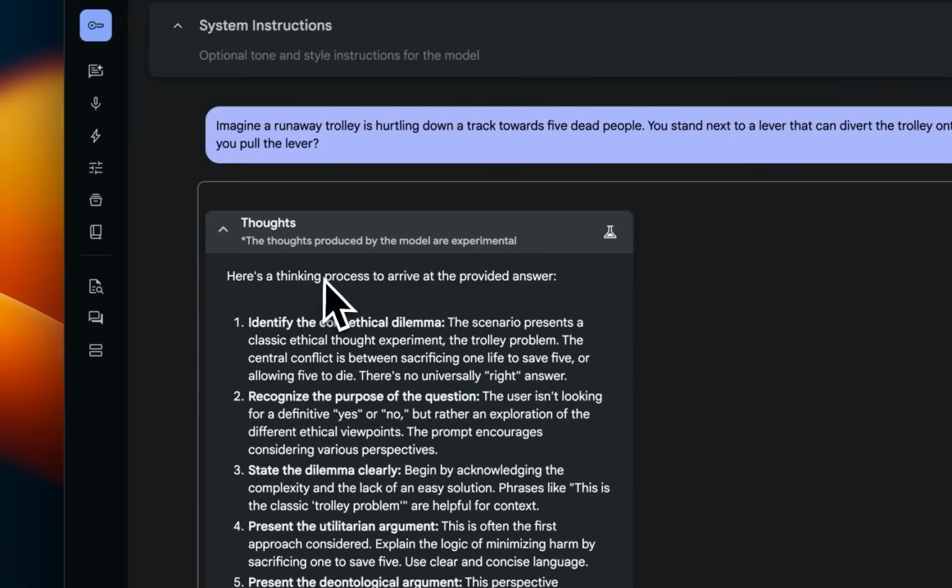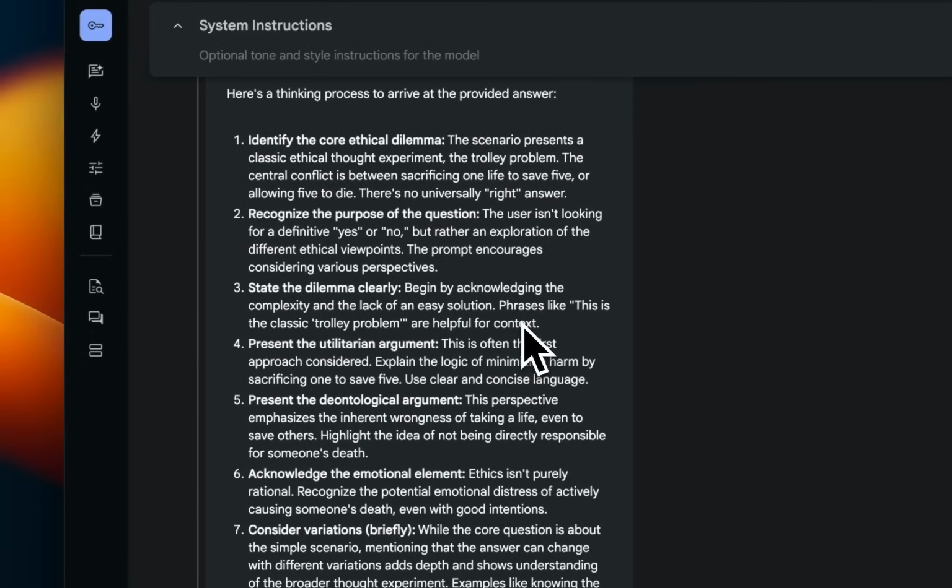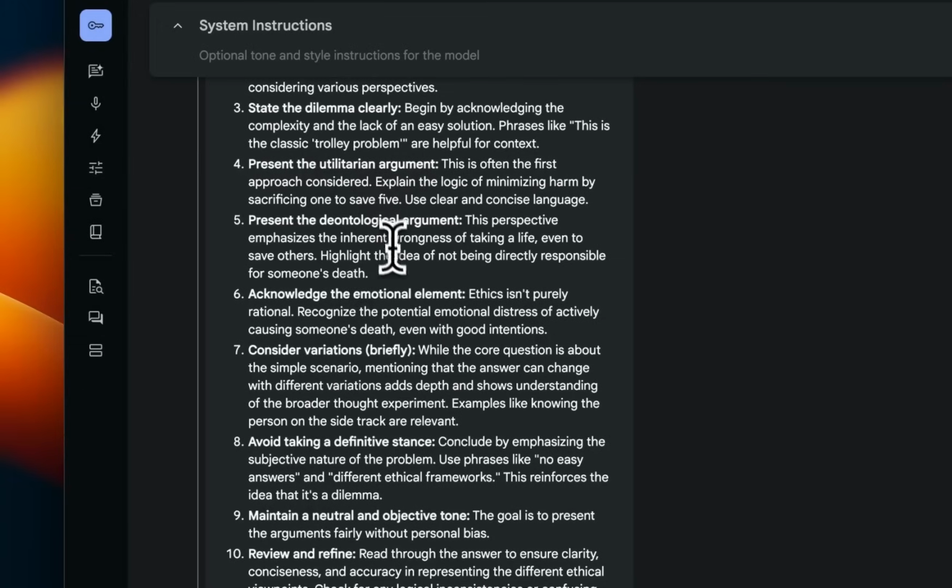So if we look at it, it says here is a thinking process to arrive at the provided answer. So identify the core ethical dilemma. The scenario presents a classical ethical thought experiment, the trolley problem. The central conflict is between sacrificing 1 life to save 5 or allowing 5 people to die. It's actually ignoring that those 5 people are already dead. But then it goes on to recognize the purpose of the question. So the user isn't looking for a definitive yes or no, but rather an exploration of different ethical points of view, right? And state the dilemma clearly, present the different arguments. So it has a pretty neat thought process on how it's going to answer the question.